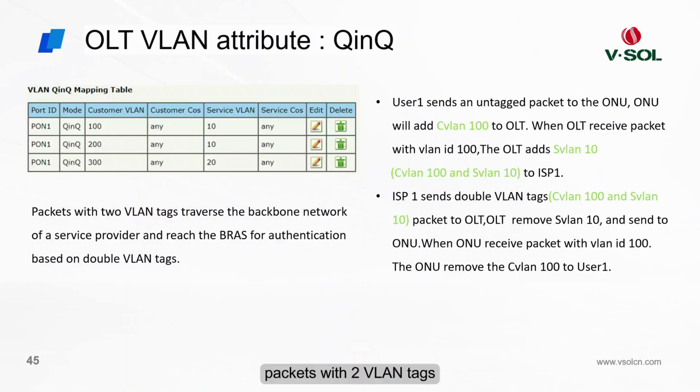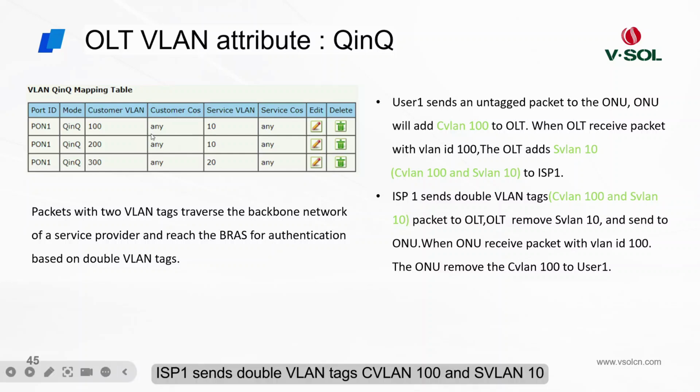Packets with 2 VLAN tags traverse the backbone network of a service provider and reach the BRAS for authentication based on double VLAN tags. User 1 sends an untagged packet to the ONU. The ONU will add CVLAN 100 and send to the OLT. When the OLT receives the packet with VLAN ID 100, the OLT adds SVLAN 10, giving CVLAN 100 and SVLAN 10, and sends it to ISP1.